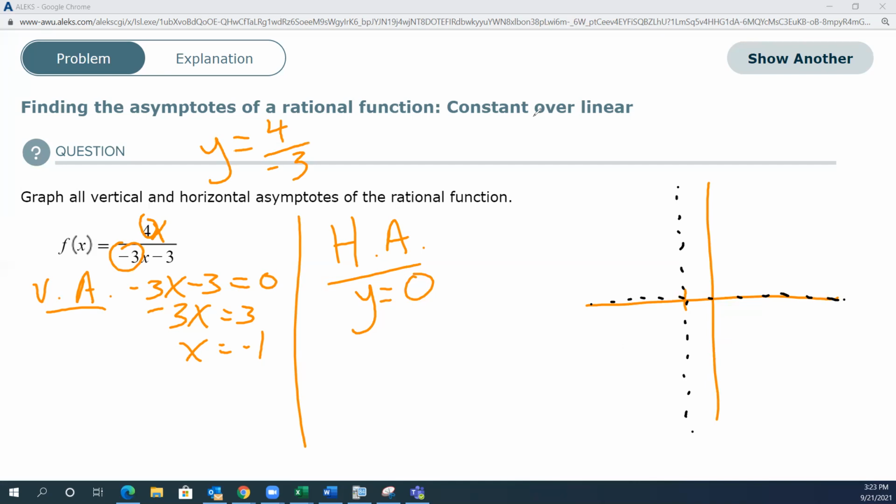What if the degree of the numerator was bigger than the degree of the denominator? Then there just is not a horizontal asymptote. There isn't any. Done. And that happens.